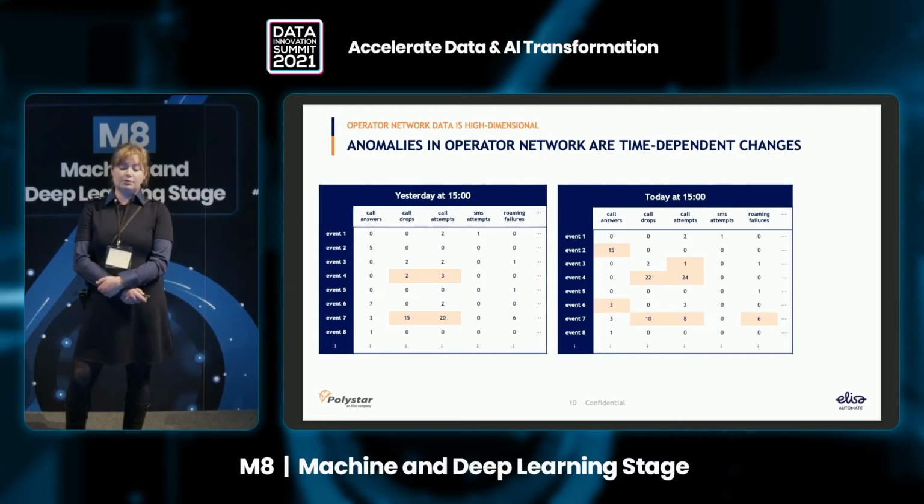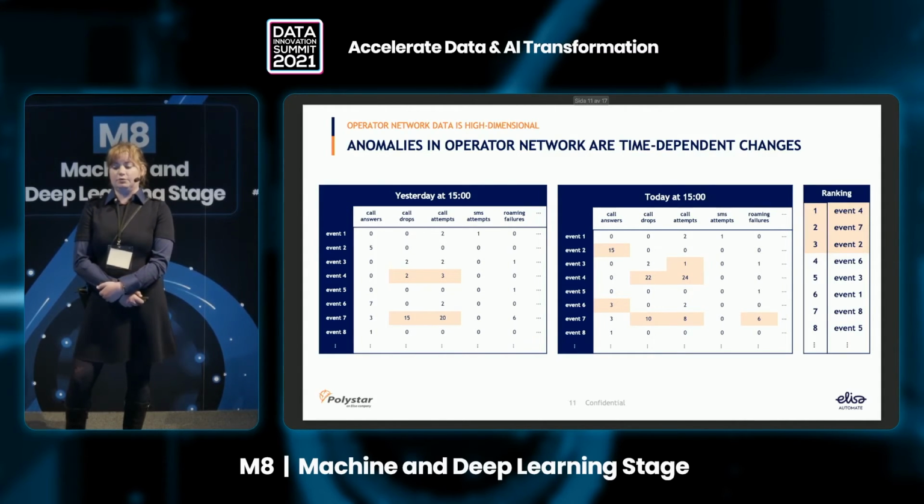In this example, our training set is just yesterday's data, and our test set is today's data, and we want to rank today's observations using an anomaly detector. The output of the detector could be something like this: event 4, event 7, event 2 are the most anomalous ones.